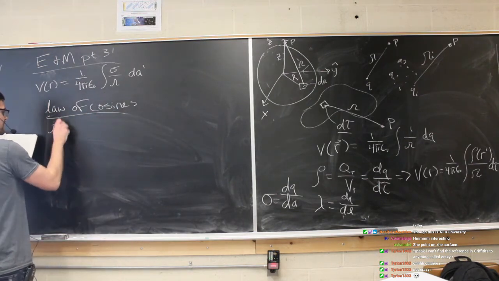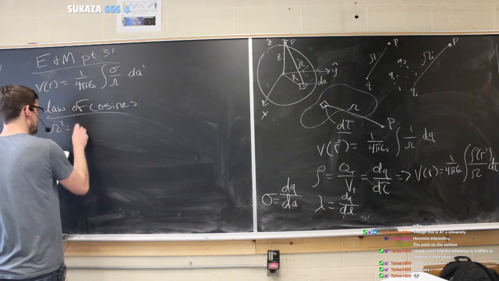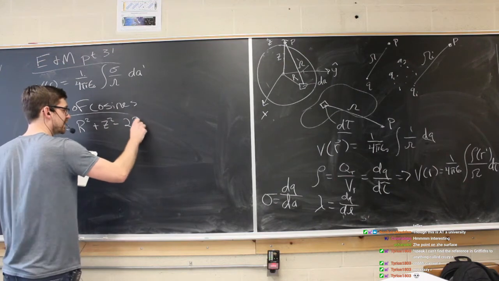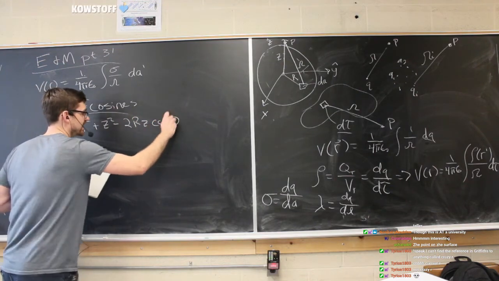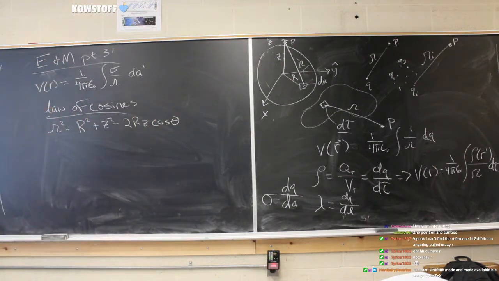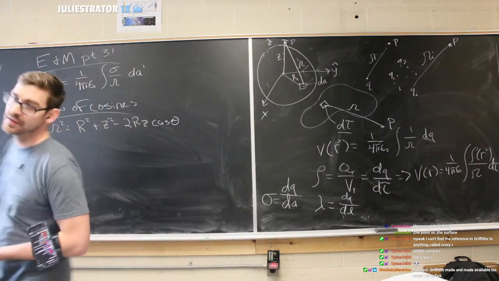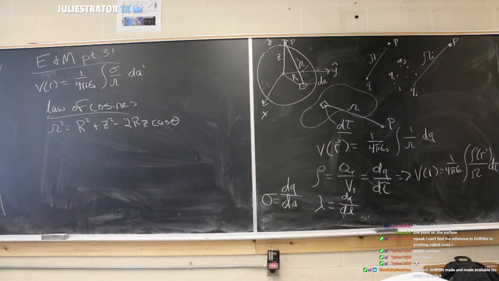Let's do curly r squared is equal to capital R squared plus z squared minus 2rz cosine theta. That's just the law of cosines established with this triangle that we made right here. Good? Excellent. Law of cosines you can just look up in some table if you're interested. Fun fact, Griffiths made available his curly R in LaTeX.